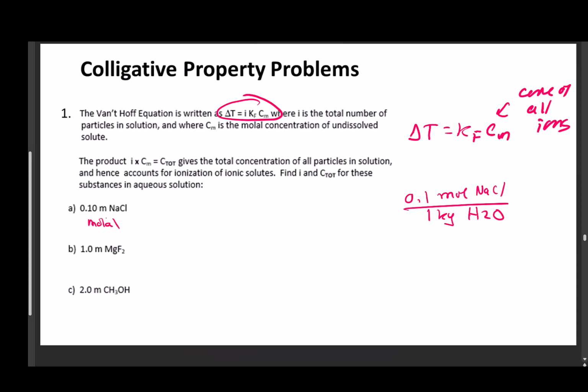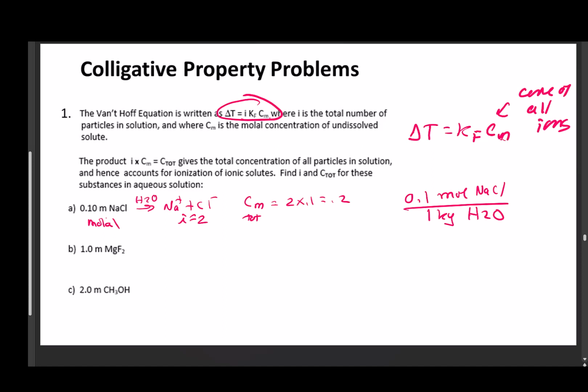Assume this is water here. The sodium chloride, when you put it in water, is going to do this. Right, so i is equal to 2. So the total concentration, Cm total, is going to be 2 times 0.1 equals 0.2. So I'm just saying you could have actually used 0.2 for Cm instead of saying 2 times 0.1.